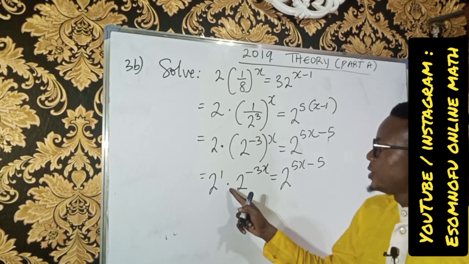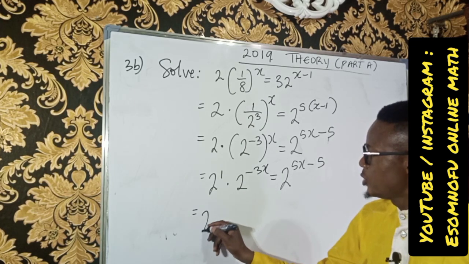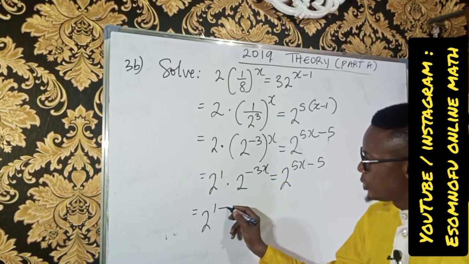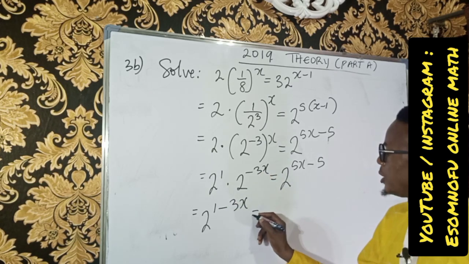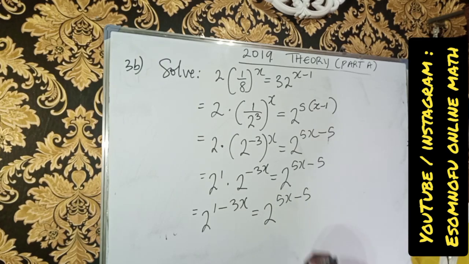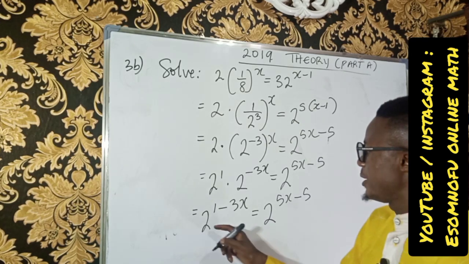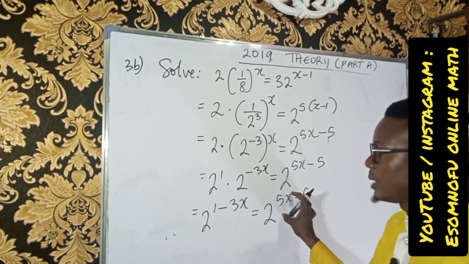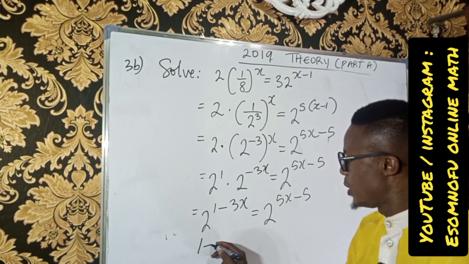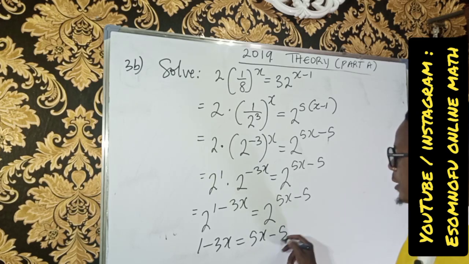From the laws of indices, if you are timesing, you are free to add the powers. So this will give us 2 to the power of 1 plus minus 3x, which is just 1 minus 3x, equals 2 to the power of 5x minus 5. Now we can equate their powers. Whenever their bases are the same, their powers are equal to each other from the laws of indices. Hence, we shall write that 1 minus 3x is equal to 5x minus 5.